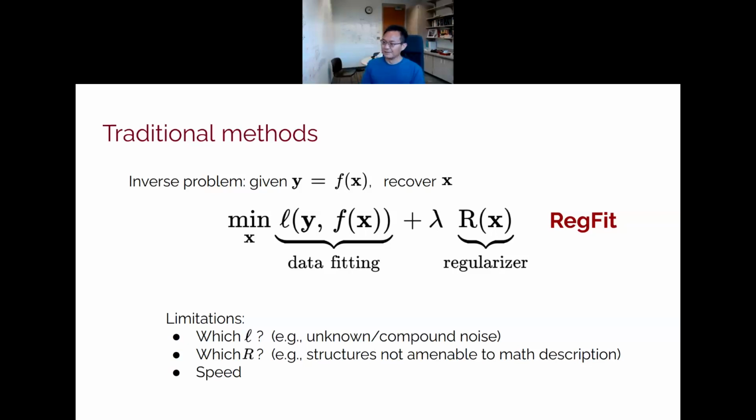Another complaint in practice is about speed, because once we set up a numerical optimization problem, we need to solve it. We typically run iterative methods, maybe 100 iterations if you find a reasonably good initialization, or maybe 1,000 iterations, which is not rare. So if your application has real-time constraints, then you need to think hard about how to speed these things up.